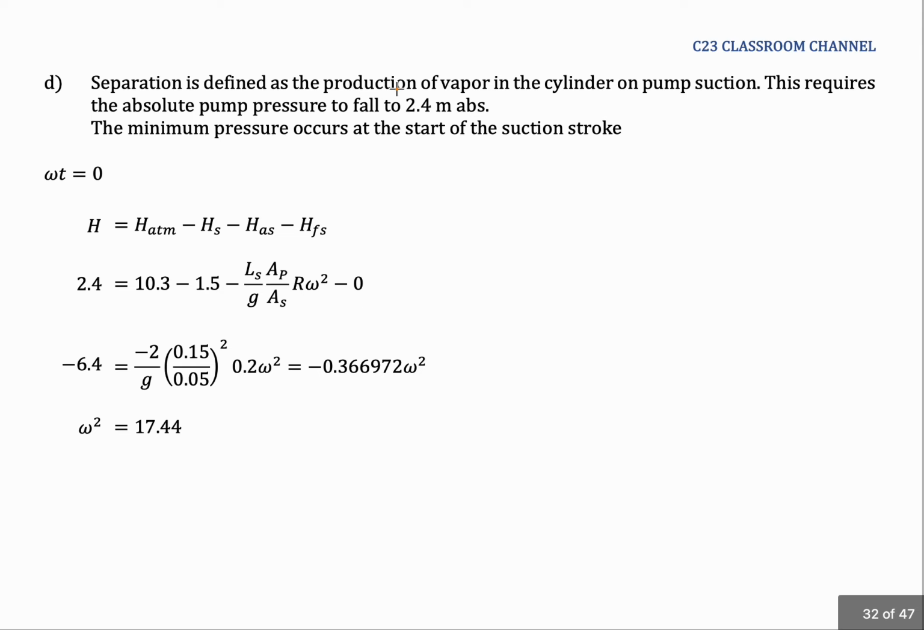And then we need to calculate this one. What is the safety pressure? So we know that it is equal to this one. So we have H equal to atmospheric minus suction minus acceleration minus friction. We just replace the equation for the friction by using this equation, and then we have the omega square. So we calculate omega square here as equal to 17.44.